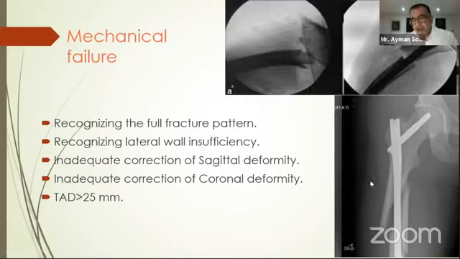It's a very big ask of the human body to heal all that, although it can happen. But then if you don't correct the coronal deformity, you will end up with a lag screw that is superior in the head, and the fixation is going to be weak. So bear that in mind. So recognizing the full fracture pattern, recognizing lateral wall insufficiency, adequate correction of sagittal deformity, inadequate correction of coronal plane deformity, and the tip apex distance.